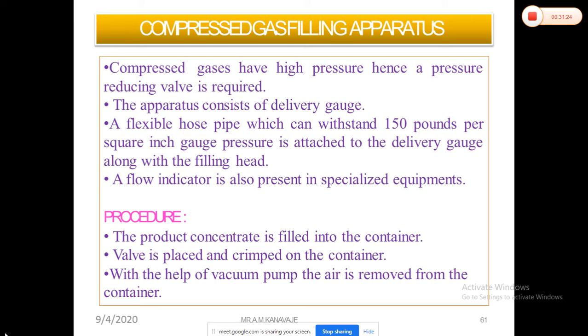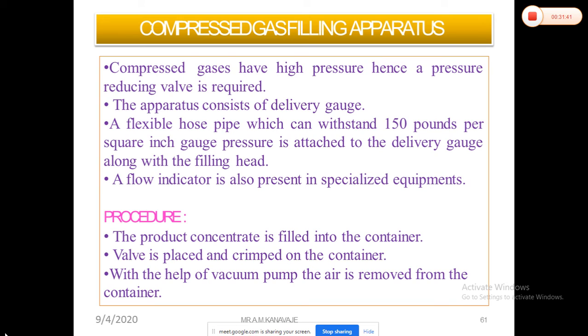In a pressure filling apparatus there are two ways. In one, the pressure is added with the help of the propellant's own vapor pressure; in the second, a piston arrangement is used. Here the compressed gas is filled in a container.